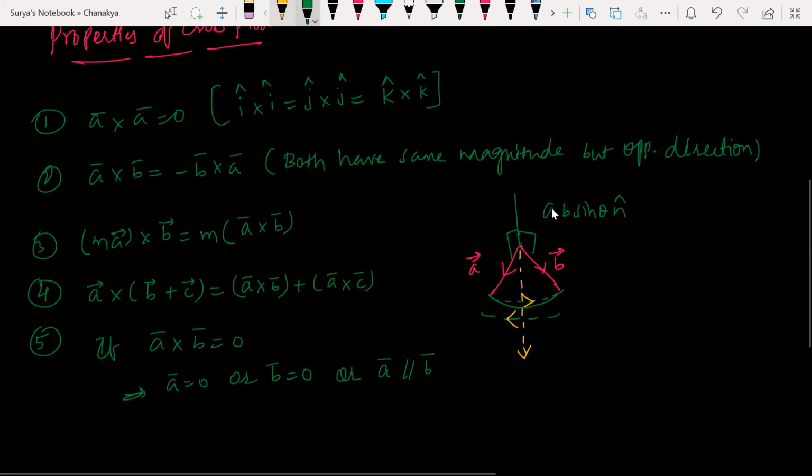And now look at this here. If I talk about something different, look at this here. A cross B minus B cross A. Both have the same magnitude but opposite direction. That is what we wrote as minus A. Whenever you get opposite direction, you must write minus there. Okay, hope it's clear, right?